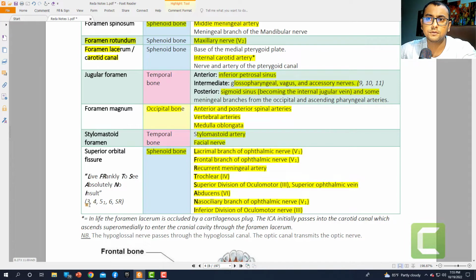So 4, 3, 4, 5, 6 and the lacrimal, frontal, and recurrent meningeal artery. Trochlear nerve, then the ophthalmic nerve, abducens nerve, nasociliary branch of the ophthalmic nerve, and the oculomotor nerve. So these are the three important nerves, 3, 4, 5. You must remember these things very clearly.